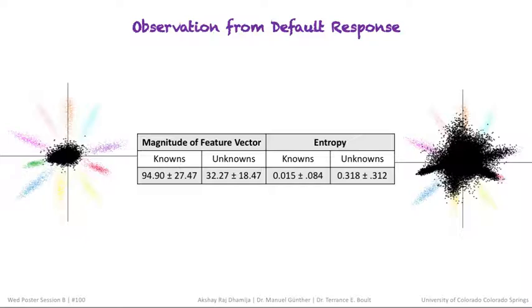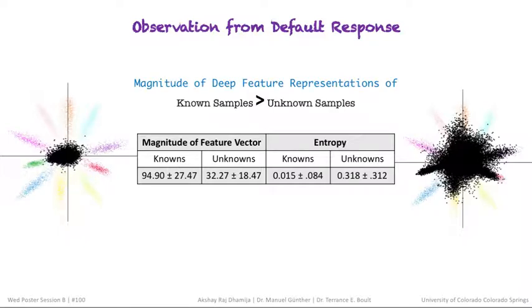From the previous responses, we make two important observations. First, the magnitude of the deep features of the known samples is far greater than the unknown samples. Second, the entropy of the known samples is far less than the unknown samples.